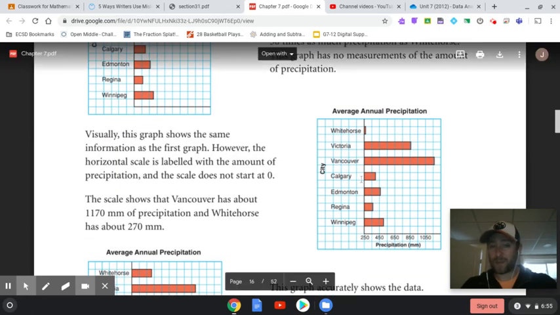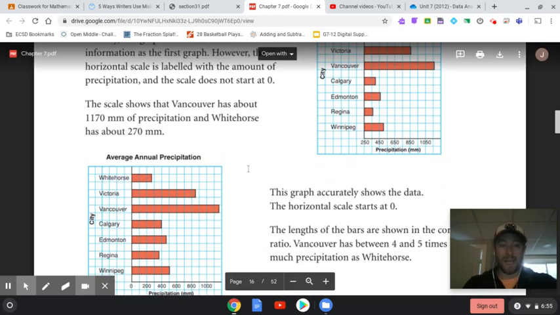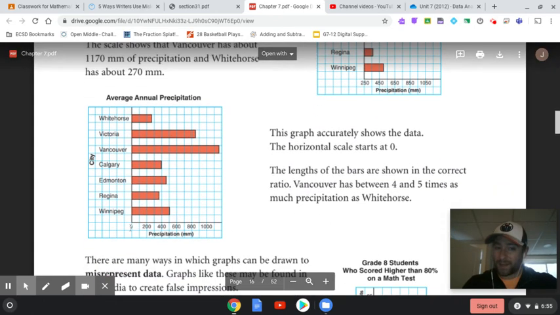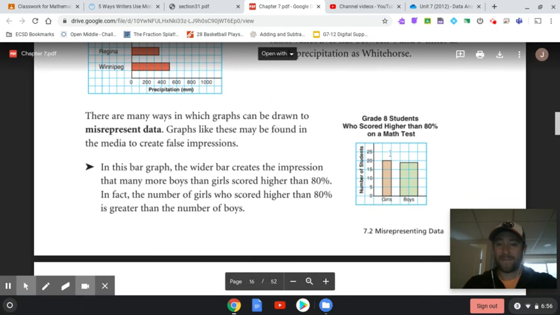Now we have numbers. Cool. So this is a perfect graph, right? No. This one starts at 250. Whitehorse looks like it has no rain. But if we start at 250, yeah, it does have some rain. It's just trying to make it look smaller, I guess. There's the one that we want, starting at 0 all the way up to the top. Lists everything. You can compare them accurately. Data not misrepresented.